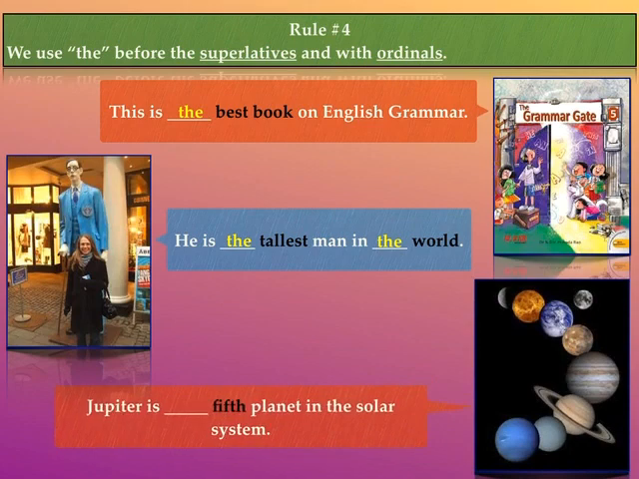Here you can see the image of the solar system, and in this solar system Jupiter is the fifth planet. So which planet is Jupiter, or what is the position of Jupiter? It is in the position of the fifth planet, and so you can see that fifth represents the ordinal, and along with ordinals we would be using the article the. So Jupiter is the fifth planet in the solar system. I hope you are clear with this rule. Let's move on to the next rule.